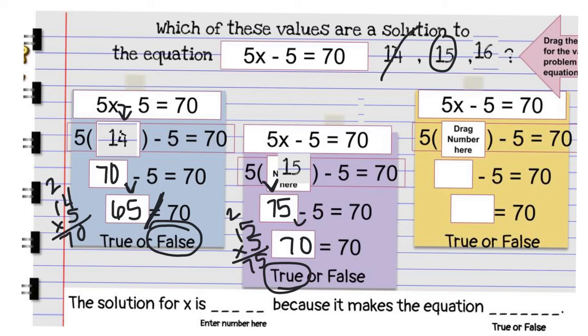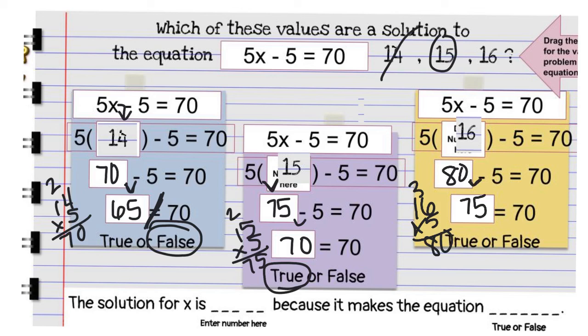So let's try our last one, which is 16. Same equation, 5 times x minus 5 equals 70. We're going to substitute a number in for x. So we're going to take 16 and drag it into our box here. So now we're going to do 5 times 16. Let's do 16 times 5. That is 30. That's 5, 6, 7, 8. That gives me 80. 80 minus 5 is 75.